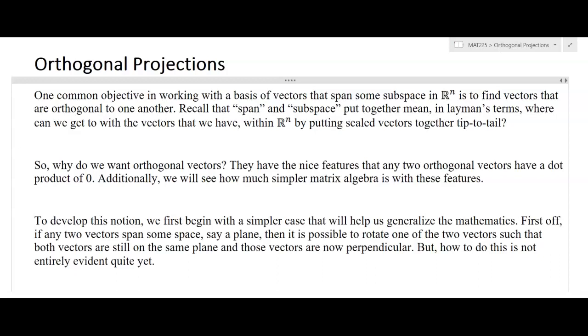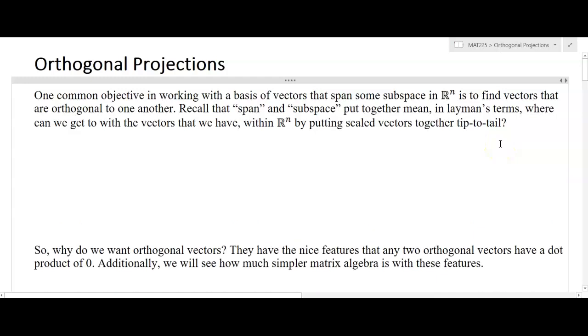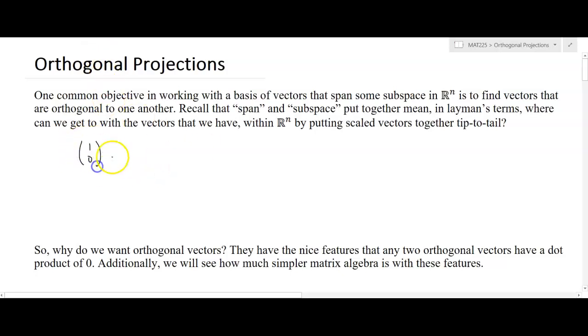Recall that span and subspace put together mean, in layman's terms, where can we get to with the vectors that we have within Rn by putting scaled vectors together tip to tail. So one of the first things we should recall here is that a basis basically means that it is a set of vectors that span some space. So for instance, the (1, 0) vector is a basis, but it's only the basis for anything that falls along the positive or negative x-axis.